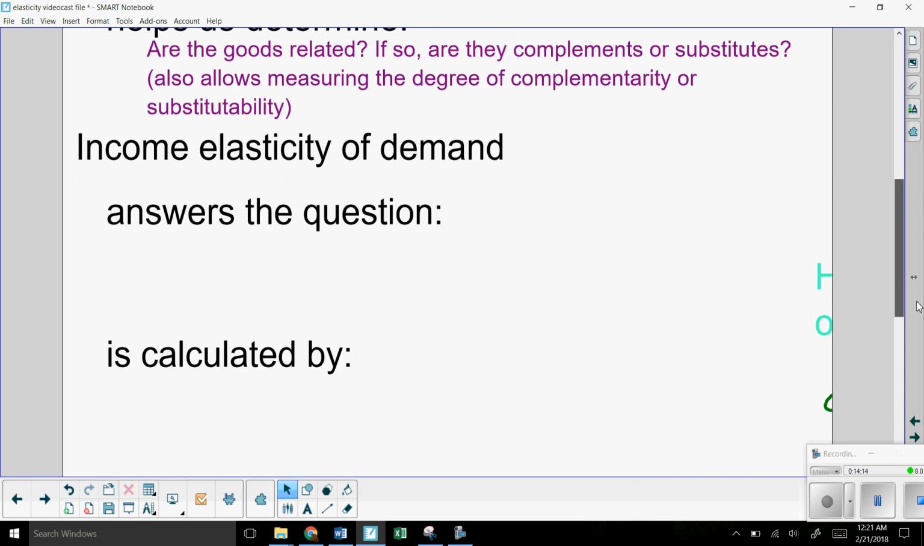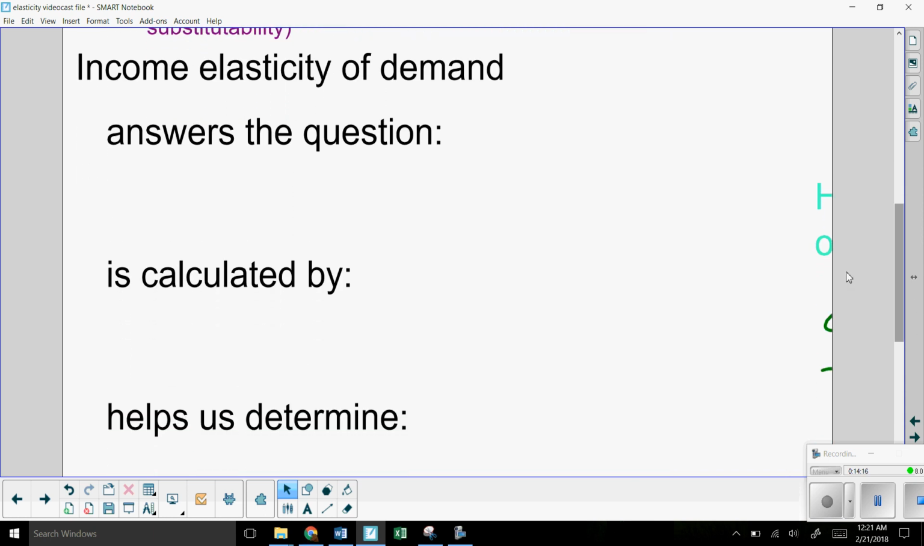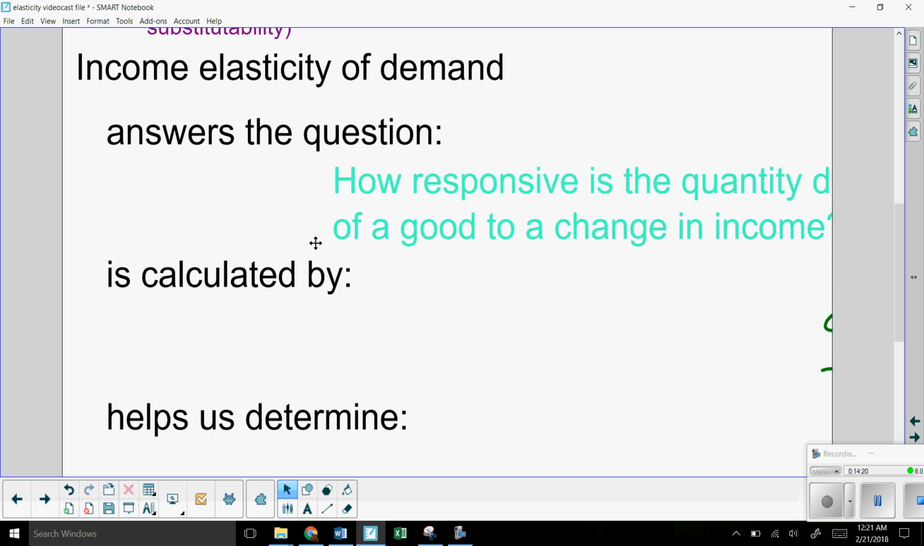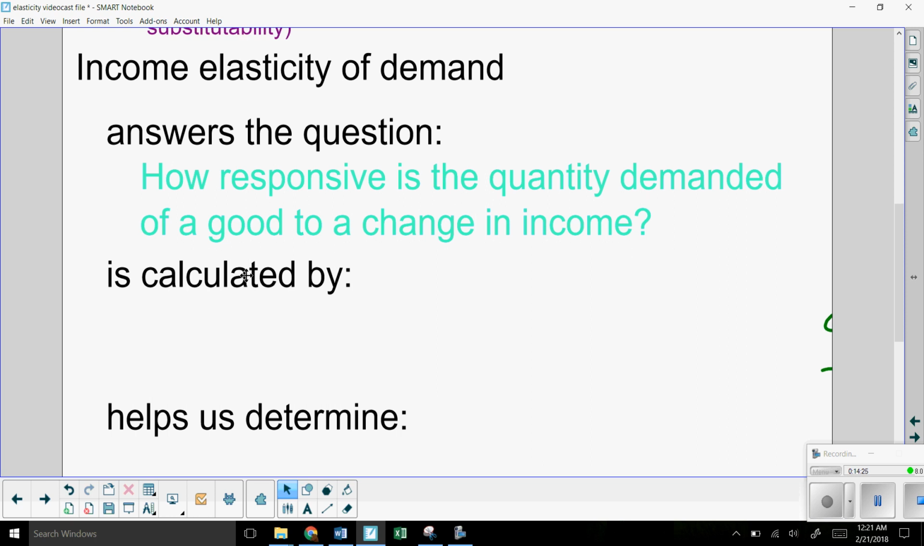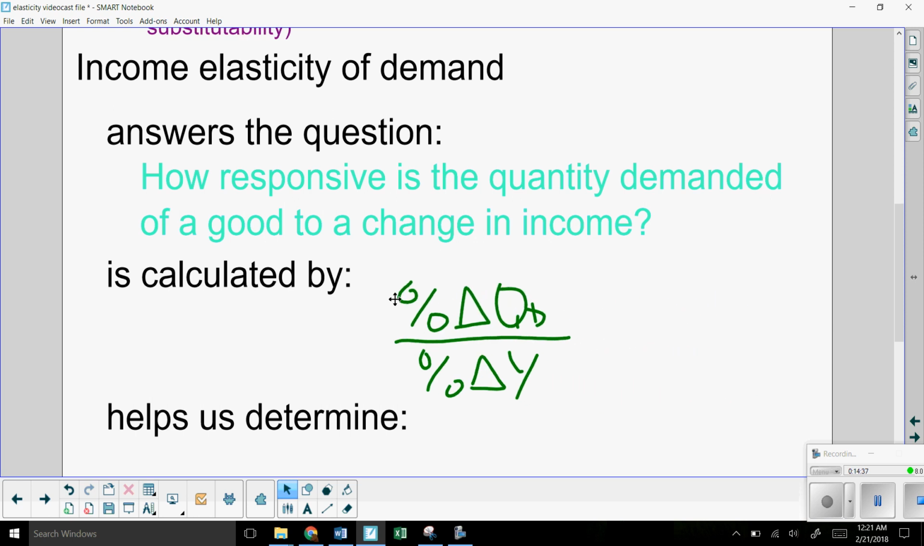Income elasticity of demand is another one, and that's going to answer the question, how responsive is the quantity demanded of a good to a change in income? We know change in income affects demand curves, but up until we have this tool, we're only guessing, as economists, what people think maybe is inferior and what they think is a normal good. But with this tool, we can measure that.